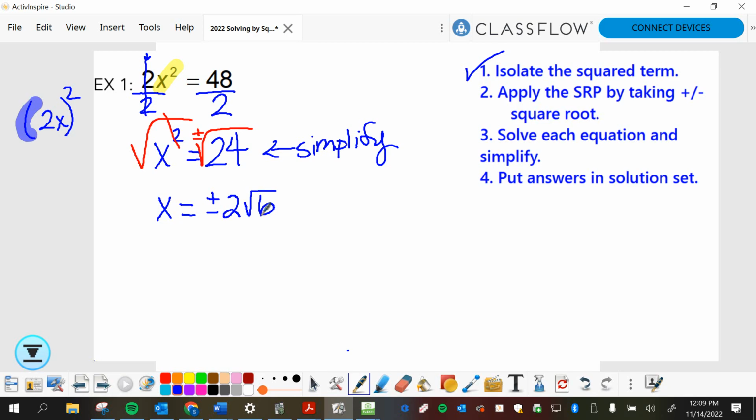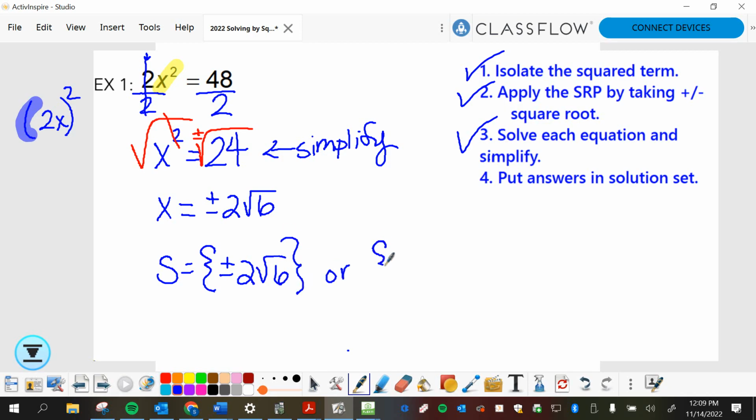Okay? Because remember, we have to have both answers. And so my x is isolated, so I don't need to do any more to solve. It's already solved. I just put my answer in the solution set. So I can either write plus or minus 2 square root of 6. Or, especially if I'm typing this in a computer, I would have to write each one. 2 square root of 6, negative 2 square root of 6. When you're writing it, it doesn't matter, but when you're typing it, you're probably going to have to separate those 2 answers. Okay? Let's check that.